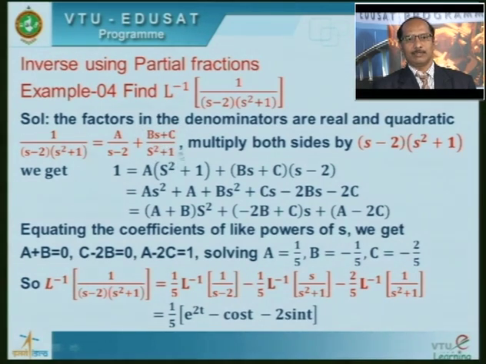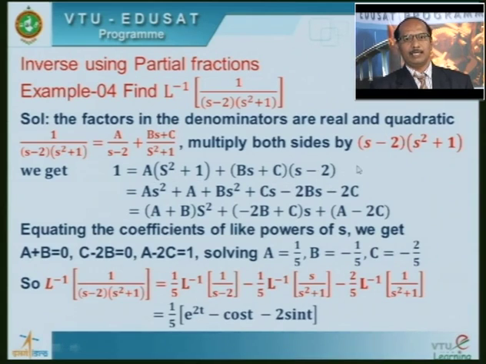Then the rest of the work is the same, multiplying both sides by the denominator s minus 2 into s square plus 1. So, on the left hand side we get 1, since those two terms cancel. 1 is equal to a into s square plus 1, as s minus 2 gets cancelled, plus bs plus c, which is multiplied by the remaining s minus 2, since s square plus 1 cancels.